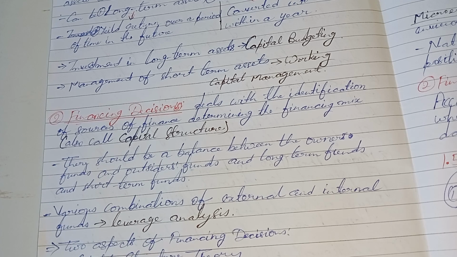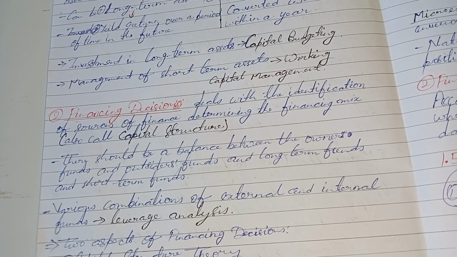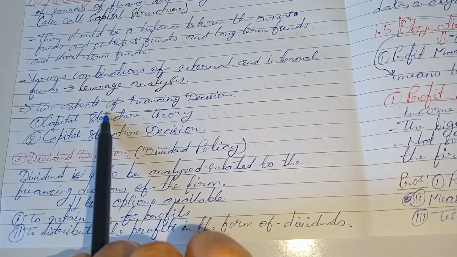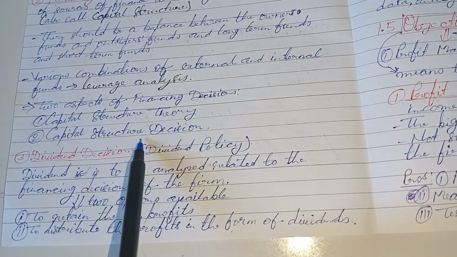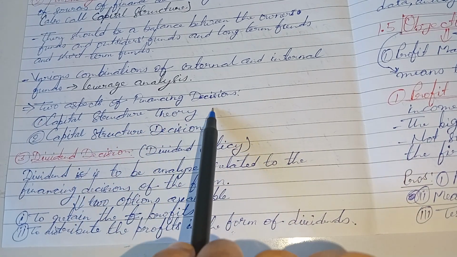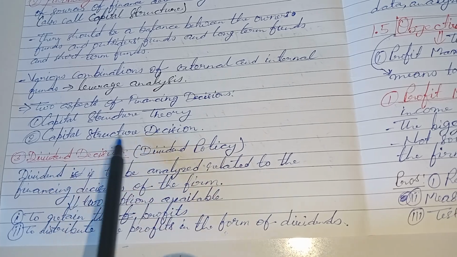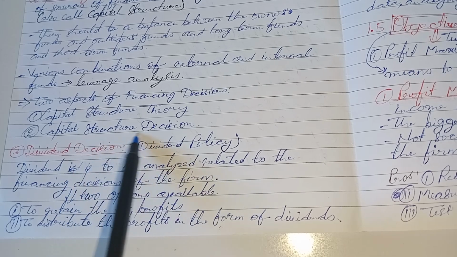Two aspects of financing decisions are given. The first is the capital structure theory, and the second is the capital structure decision. The theoretical concepts we will study under capital structure theory, and then the decisions related to the capital structure we will deal with in the capital structure decision.